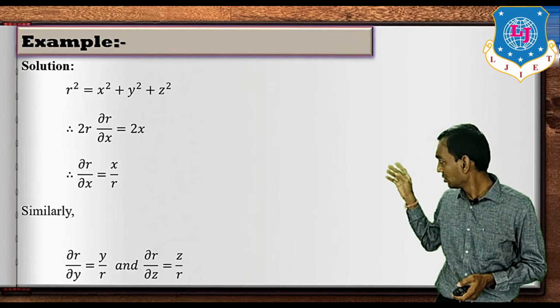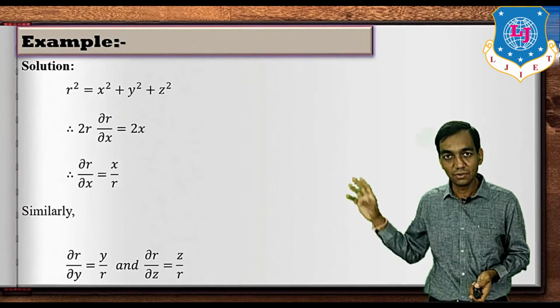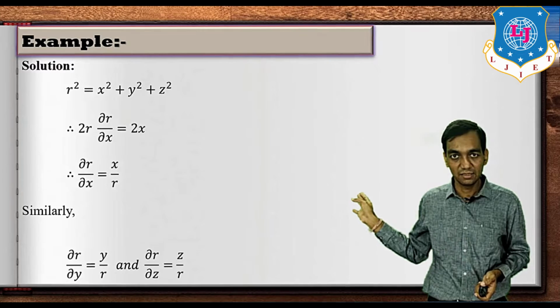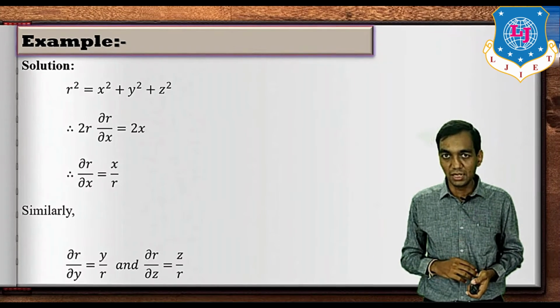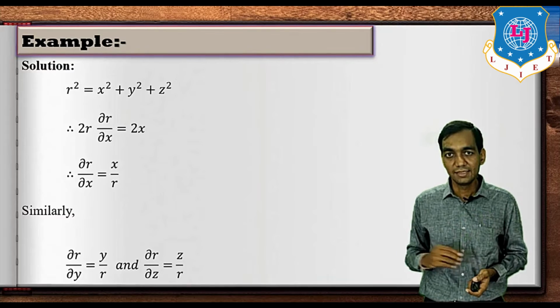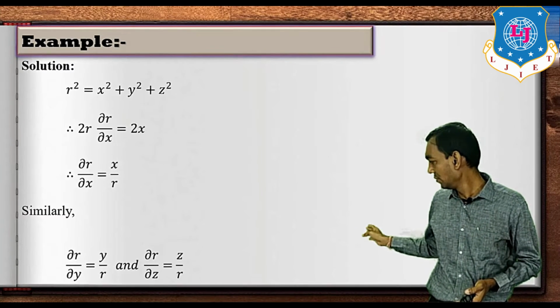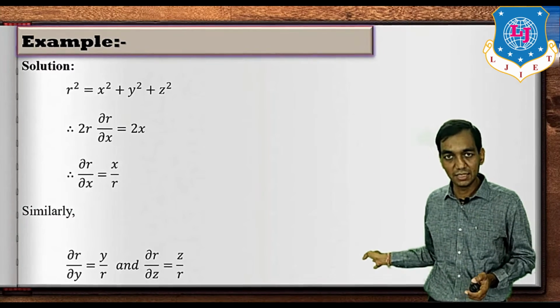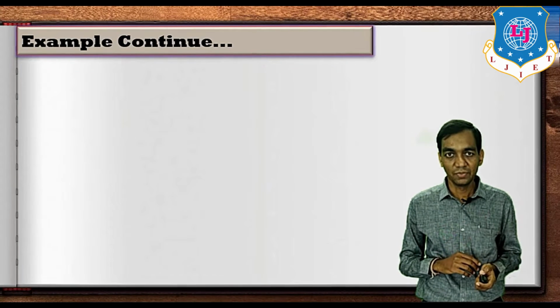So if you are differentiating with respect to x both sides, then that will give you 2r ∂r/∂x is equal to 2x, and that will give ∂r/∂x is equal to x upon r. In the same manner, ∂r/∂y will be y upon r, and ∂r/∂z will be z upon r.